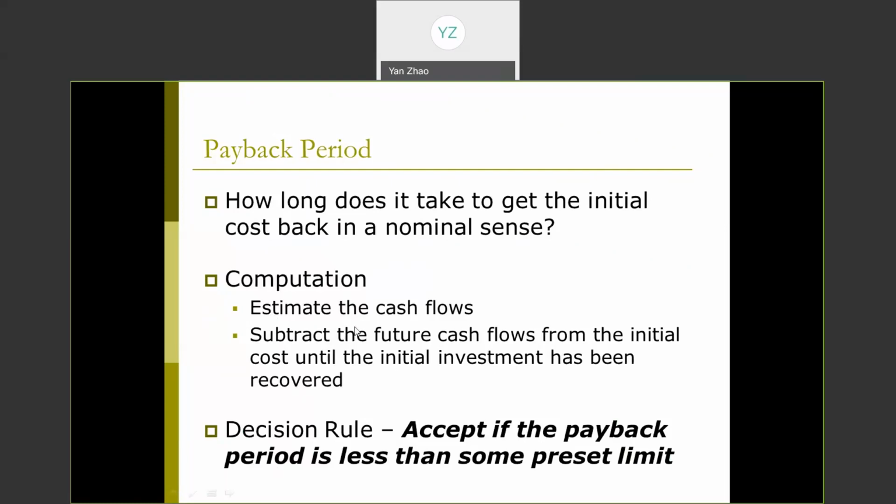You estimate all the cash flows and you subtract the future cash flows from the initial cost without any discounting until the initial investment has been recovered. So this is the only place you don't have to consider discount, okay? Only when we are doing the payback period, you don't consider discount. In all other calculations in this textbook, you have to consider discounts. The decision rule is very simple. Accept the payback period if it's less than some preset limit or cutoff.